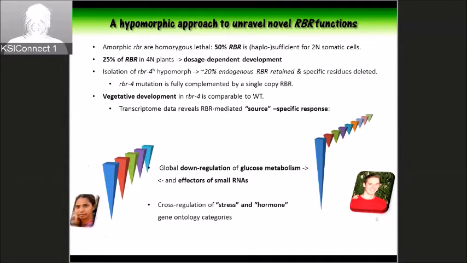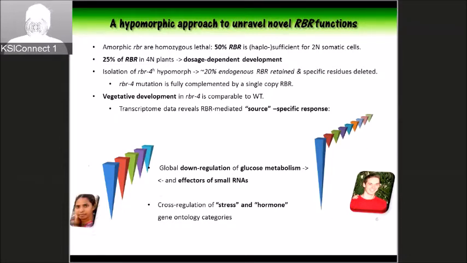So this hypomorphic approach, I call this allele RBR4, and this is a mutant that we currently work on, and that gives a quite good indication, because the plant is able to grow and able to have a normal somatic or even a faster development, but only in the germline we have some problem.